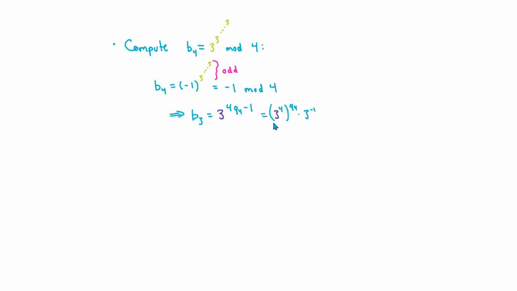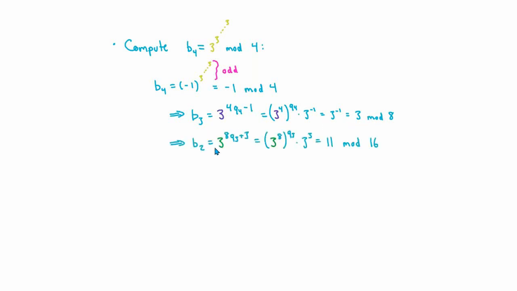By properties of exponents, remembering that I'm working modulo 8, that's 3 to the 4th power to an integer power times the inverse of 3 modulo 8. Well, 3 to the 4th power is 1 modulo 8, because the Euler phi function of 8 is equal to 4. And the inverse of 3 modulo 8 is just 3, because 3 times 3 is 9, which is 1 mod 8. And so now I've determined that B3 is 3 mod 8.